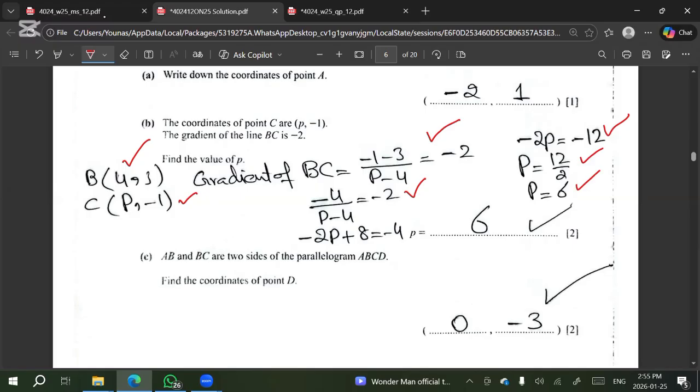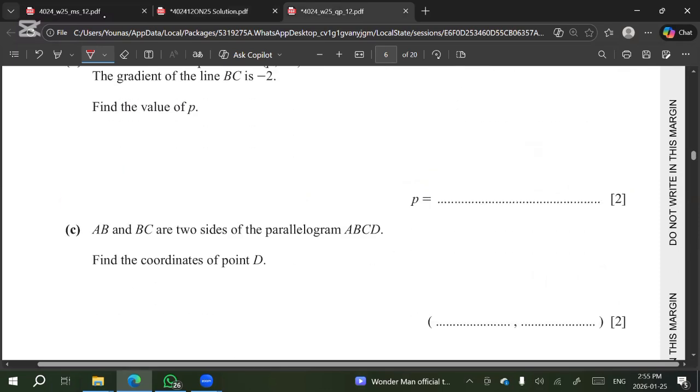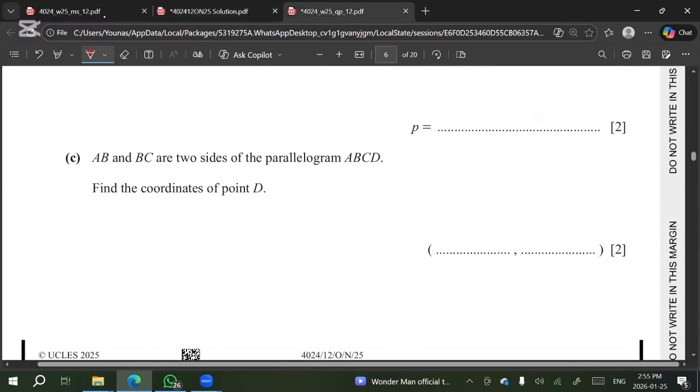So this is how you will do question number 8 and its B part. Okay, so we are done with the B part. Then it says that AB and BC are two sides of the parallelogram ABCD. Find the coordinates of the point D.